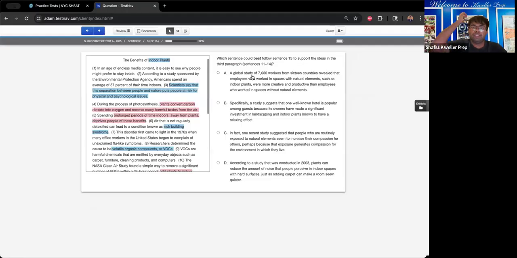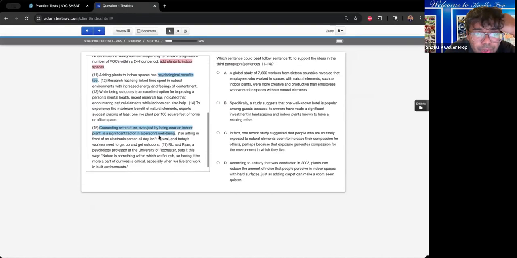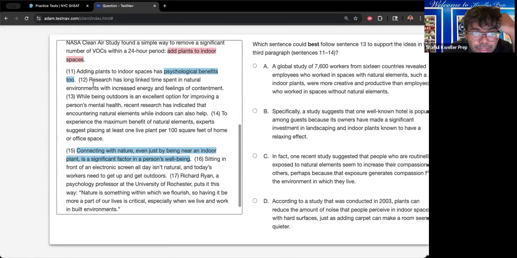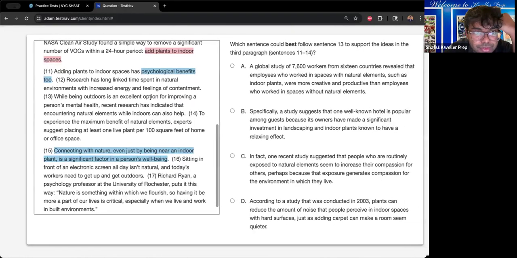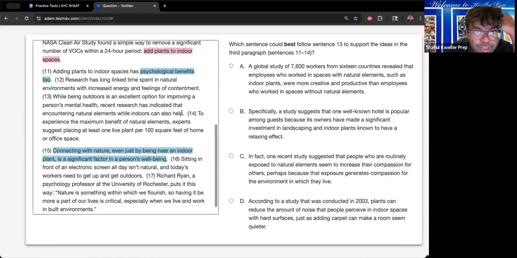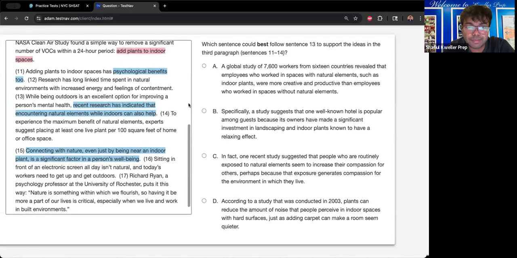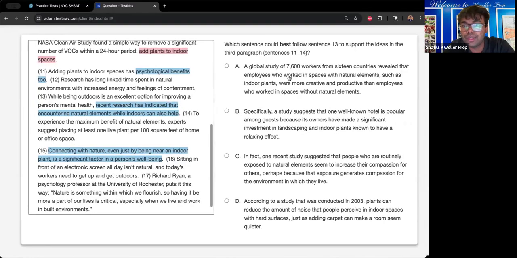Which sentence could best follow sentence 13 to support the ideas? The third paragraph. Third paragraph talks about benefits. Sentence 13, recent research. So it talks about recent research, so something that specifies like a research study.